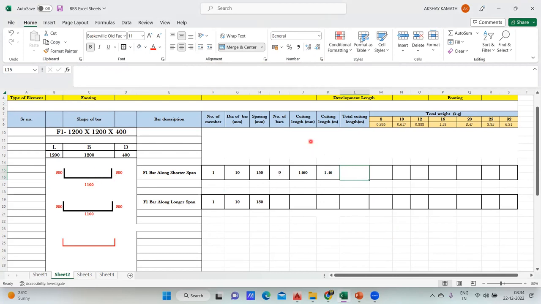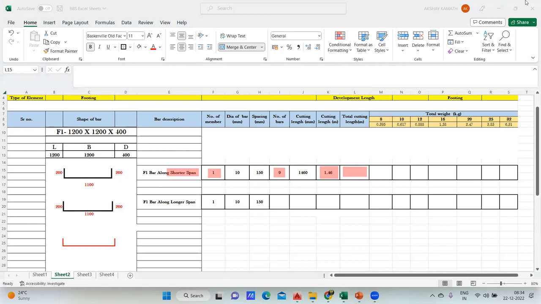I'll do it here. See, cutting length of one bar multiplied by the number of bars. This will give me the total cutting length of the entire F1 footing along the shorter span only. But how many such footings are there? We know only one footing is there. Then 1.46 into 9 into 1, if I do, I'll get the total cutting length of the footing, in one F1 footing along the shorter span.